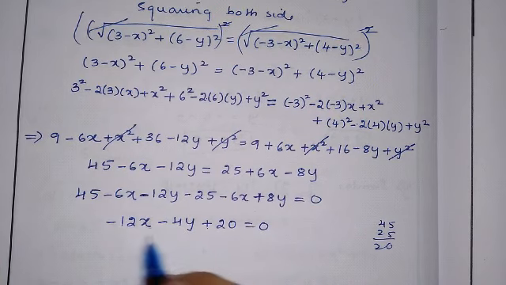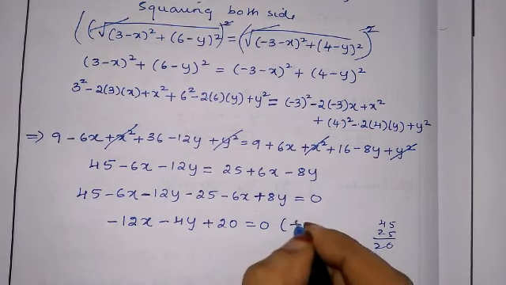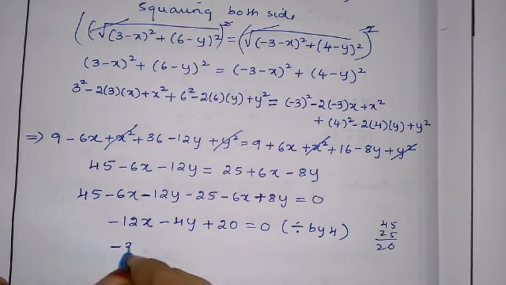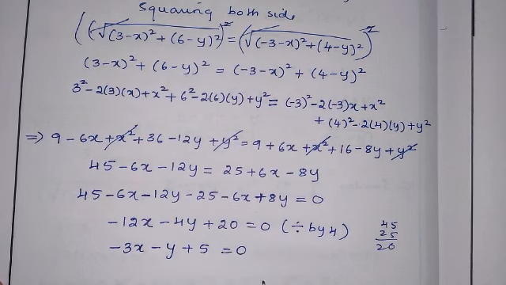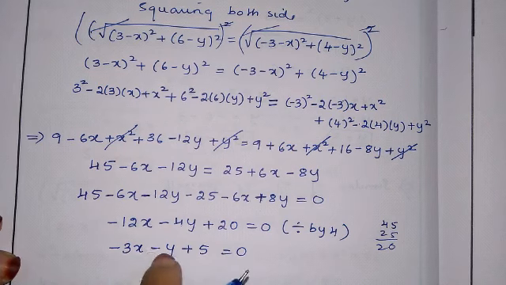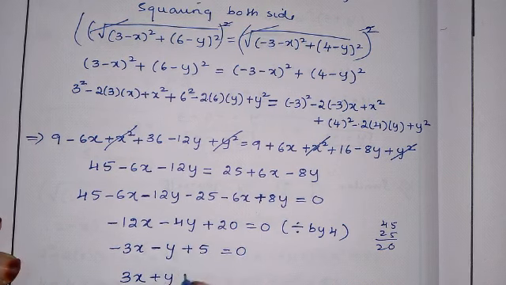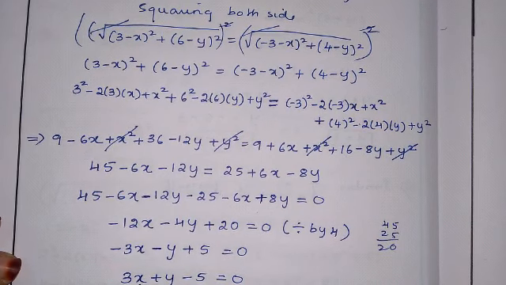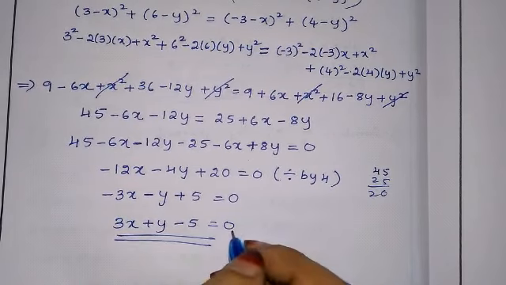Now we know that this whole equation is divisible by 4. So let us divide whole equation by 4. It is getting divisible. 4 3s are 12. 4 1s are 4. 4 5s are 20. So this is the relation. We will change the whole equation sign. 3x here minus means plus y minus 5 equal to 0. This is the relation between x and y they have asked. 3x plus y minus 5 equal to 0. This is the relationship between x and y they have asked in the question.